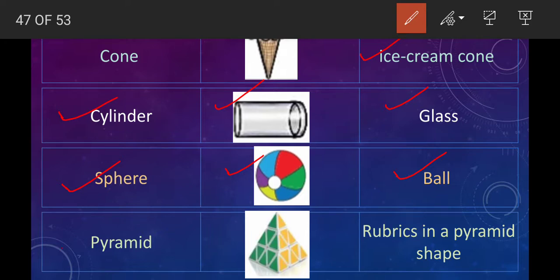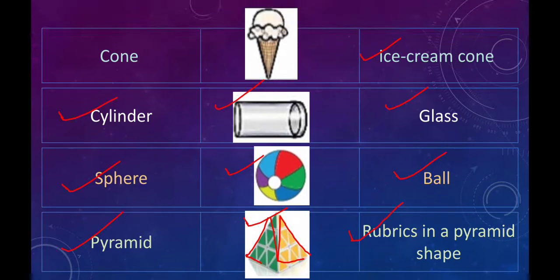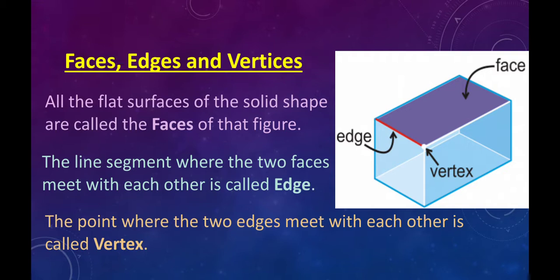Okay, next one is pyramid. Okay, Rubik's cube in a pyramid shape. This looks like the pyramid. It has a polygon in the base and the faces are triangular shape. Okay, these are the faces and all these are triangular shape, and base is a polygon that may be triangle, quadrilateral or pentagon.